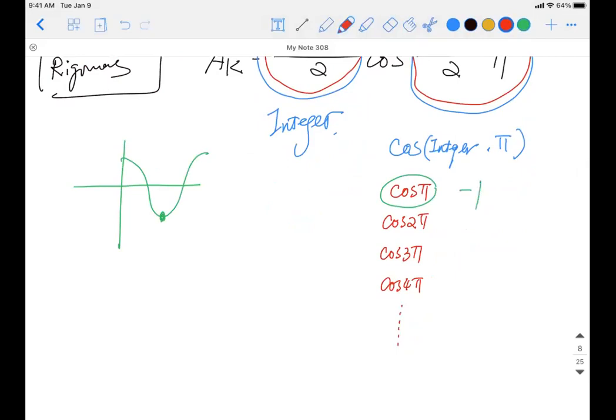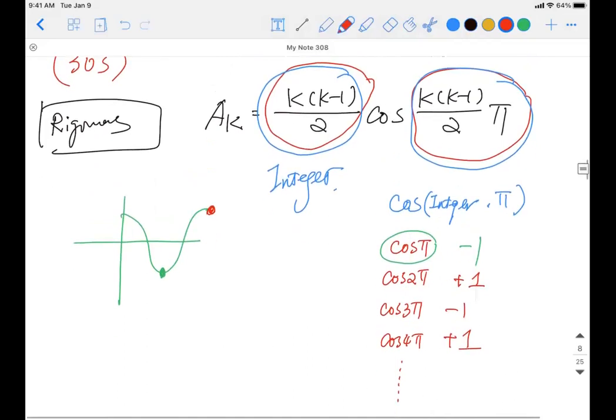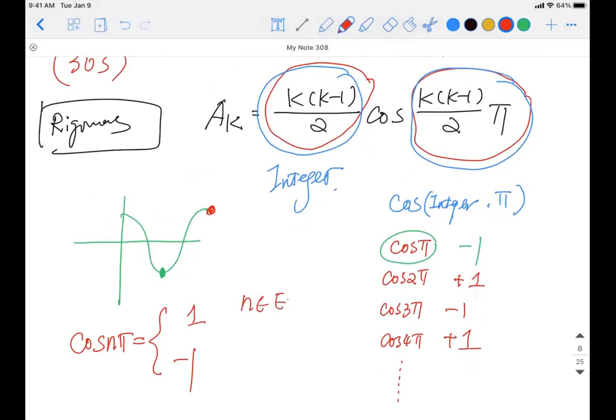Cosine 2 pi, cosine 2 pi equals +1, right? Cosine 3 pi is -1. Cosine 4 pi is +1. So as long as you're doing this with positive integers 1, 2, 3, 4, 5, 6, 7, 8, 9, your cosine n pi will basically equal either 1 or -1. As long as n is even, you go for positive. As long as n is odd, you go for negative. Is that right?